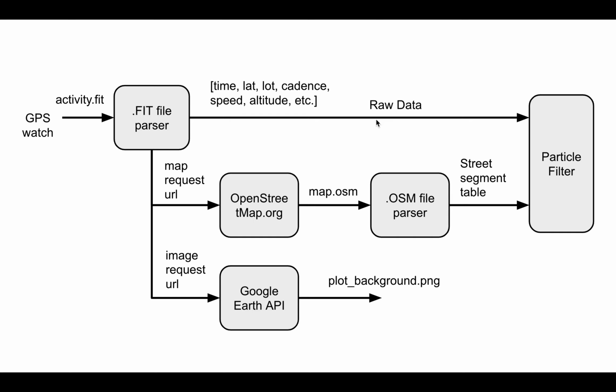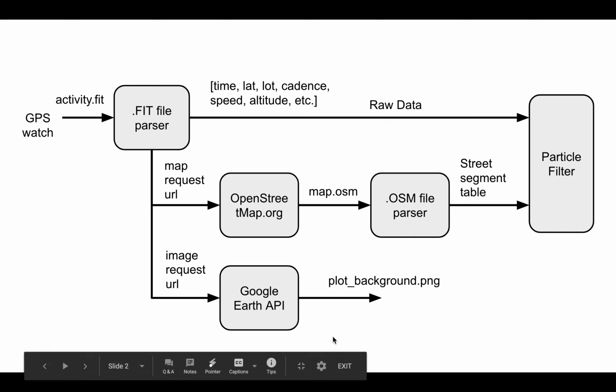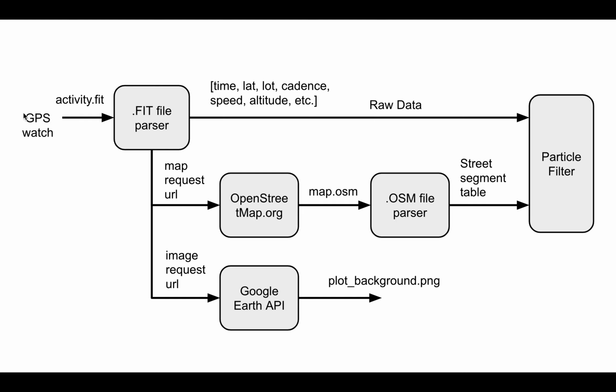So first I'll go over a block diagram of the parsing portion of my code, and this turned out to actually be a pretty large part of the project. The filter design is a little bit simpler. We have a fit file that's the output of a GPS watch. That's fed into this fit file parser, which I built off an existing Python library. It extracts all the relevant information from the fit file, including time, latitude, longitude, and cadence. There's a lot of other information too, but I don't use it.